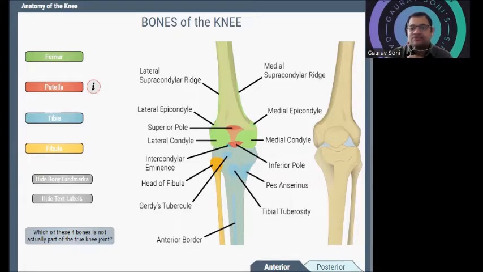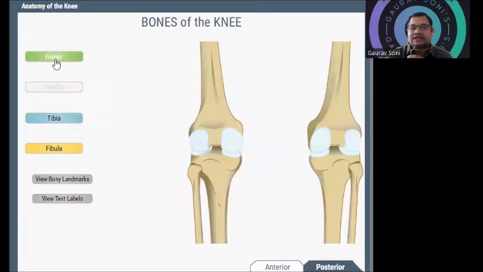In the posterior view, if you want to see the back side, again you can see the femur, the green color bone. Now the patella is not visible, the tibia is visible, and you can see the fibula. Then the bony landmarks, and you can see certain labeling which we have seen already in that particular slide.